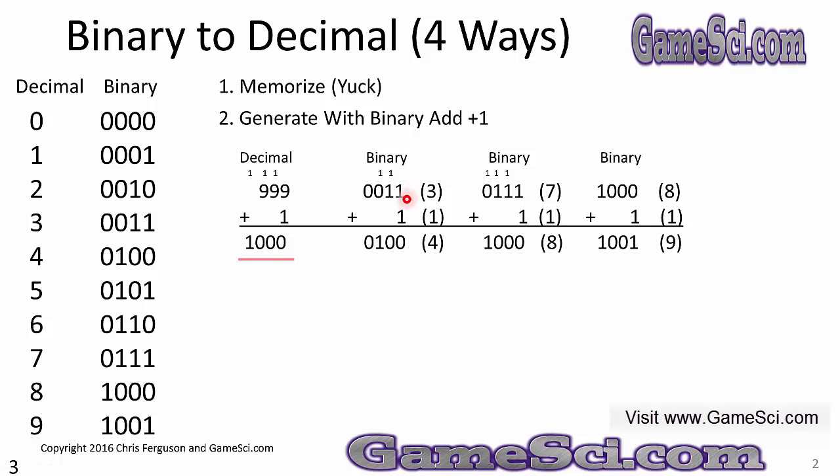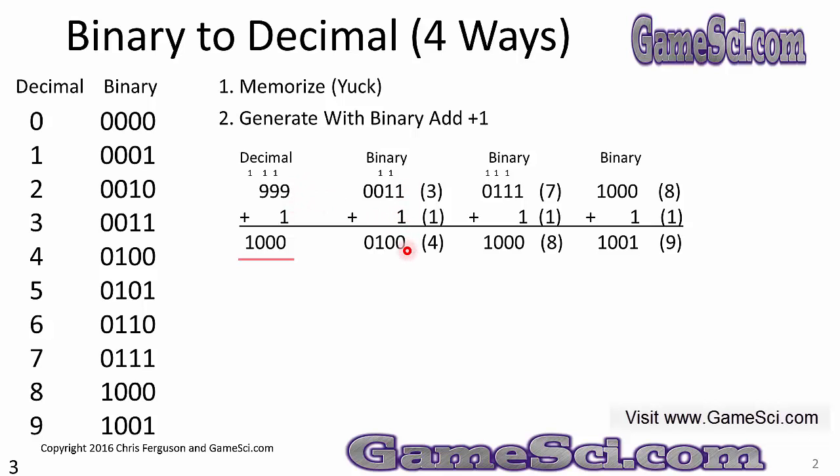Let's switch over to binary. Let's start with a simple binary number of 3. 0011 is binary 3. How do I generate the next number in the sequence? Well, I add 1 to it. And 1 plus 1 is not 2. There is no 2 in binary numbers. 1 plus 1 is just like this 9 plus 1.